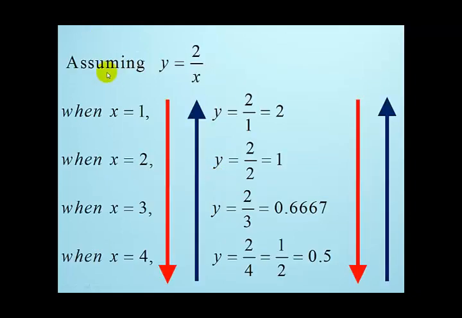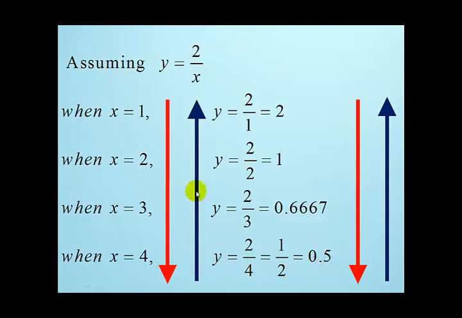Now, assuming y is equal to 2 over x, when x equals 1, it means that wherever we see x, we substitute 1. In doing that, when x equals 1, y will be equal to 2 over 1, that is 2. When x equals 2, y will be equal to 2 over 2, and the answer is 1. When x equals 3, y will be equal to 2 over 3, and the answer is 0.6667. When x equals 4, y will be equal to 2 over 4, which is equal to 1 over 2, and the answer is 0.5.